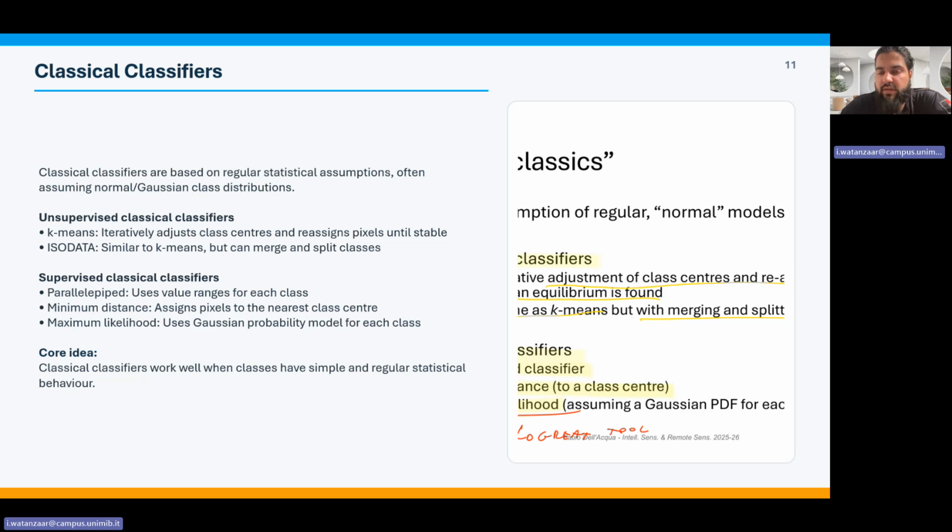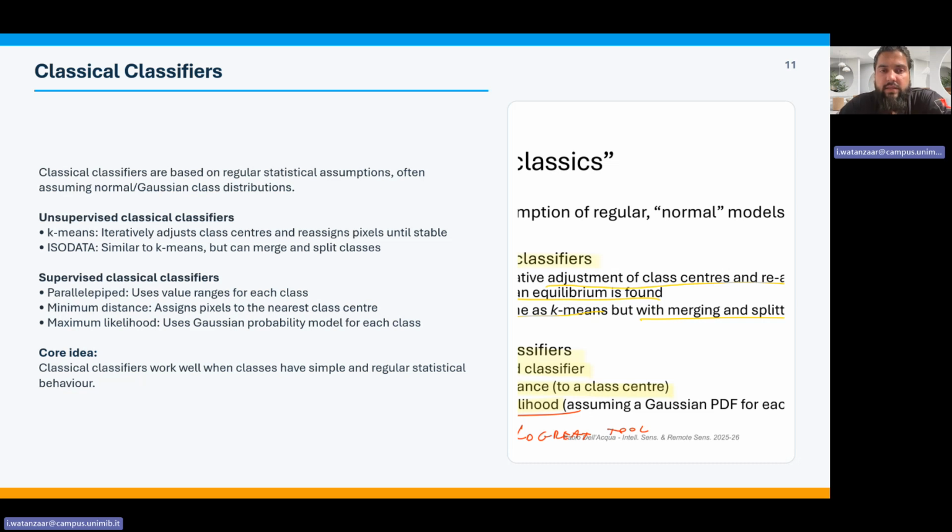How was the classical unsupervised classifier working? They were mostly using k-means, iteratively adjusting the class centers and reassigning pixels until it's stable. This is the main idea of how the unsupervised classical classifier worked. They were adjusting the class centers and reassigning the pixels until stable, looking into multiple pixel values for the class center, until they found enough pixels to stabilize the class.